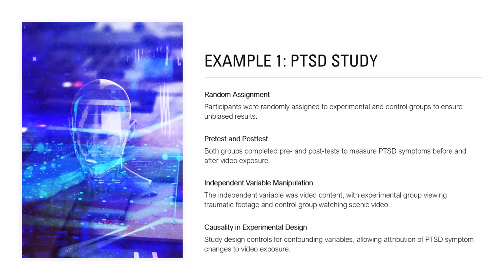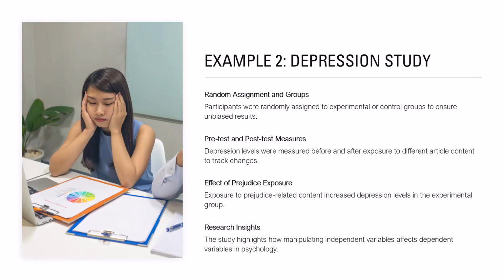This study effectively demonstrates the use of pre-testing and post-testing, random assignment, and the manipulation of an independent variable, video content, to measure its impact on a dependent variable, PTSD symptoms. The design ensures that the observed differences are attributable to the treatment, highlighting the strength of experimental methodology in establishing causality. In another study focused on depression, participants were randomly assigned to either an experimental or control group.